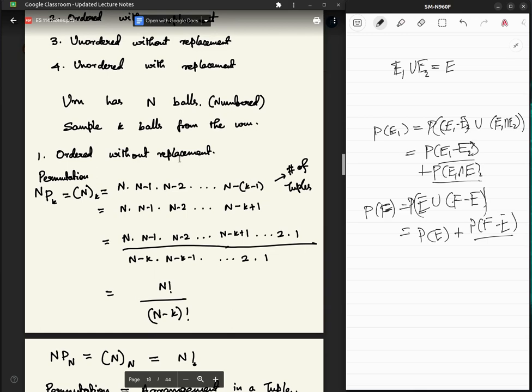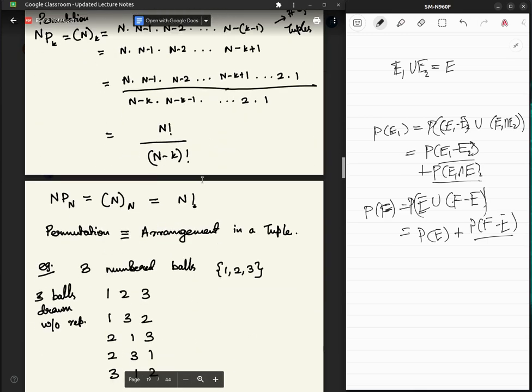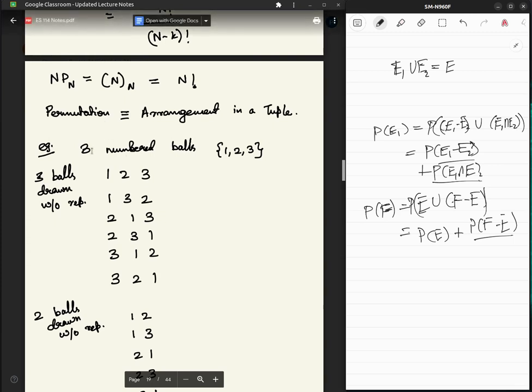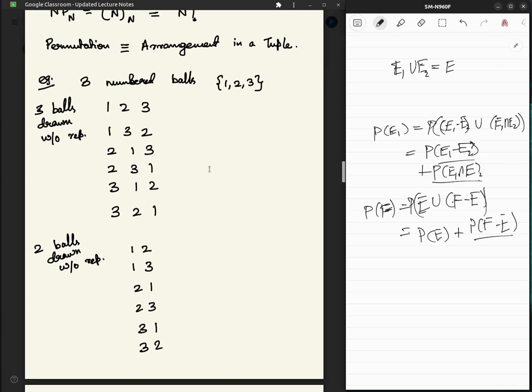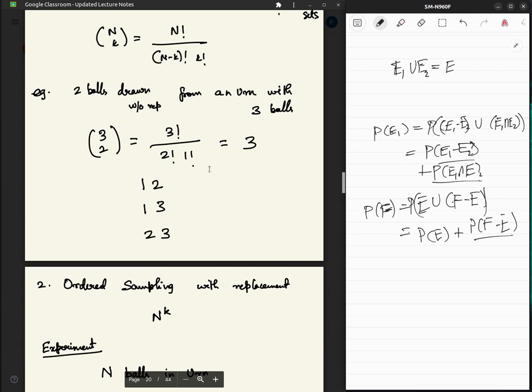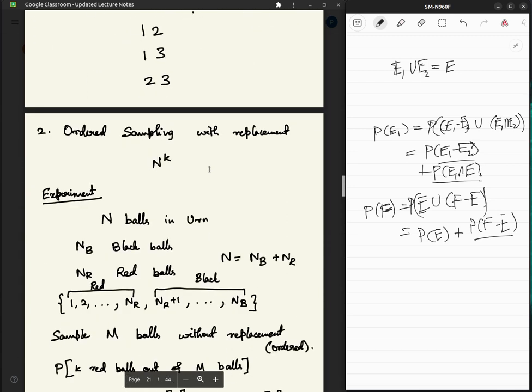Oh, replacement. Oh, so like the order matters. Wait, but he already uses the word order. So what is this replacement stuff? Okay, he also has an order with replacement thing. Then that's an example. Okay, fine. Unordered sampling without replacement. It's NCK. Okay. I guess replacement here basically means there are no repetitions of elements. Okay. Ordered sampling with replacement. So, N balls in an urn and NB. Okay, I get it.